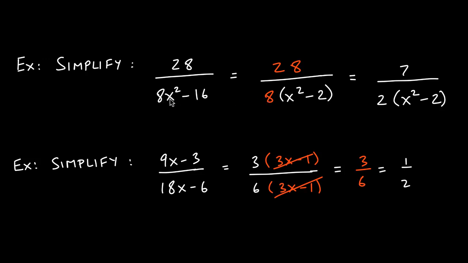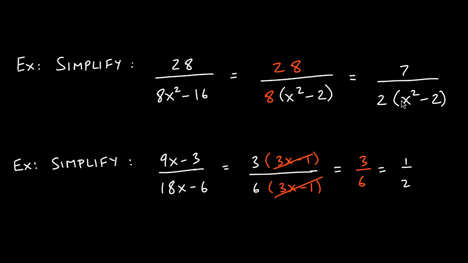So if I divide 8x squared by 8, I get x squared. When I divide negative 16 by 8, I get negative 2. So now what we can do is we can reduce the fraction 28 over 8 by 4, because 4 goes into 28 seven times, and 4 goes into 8 twice.